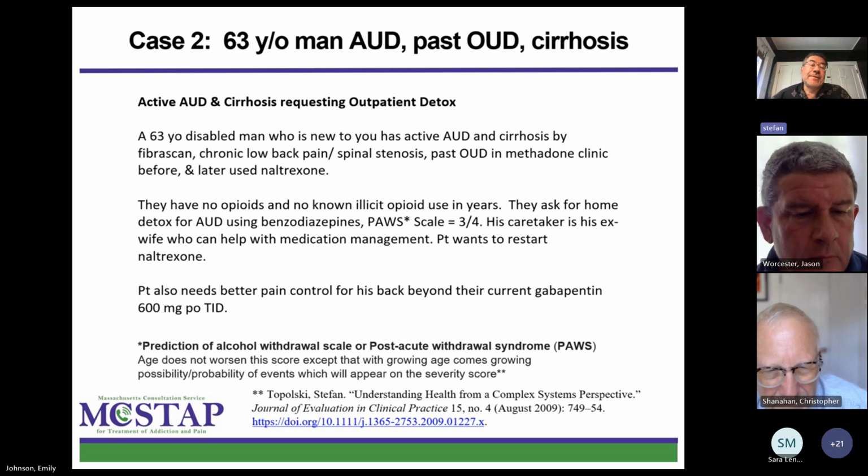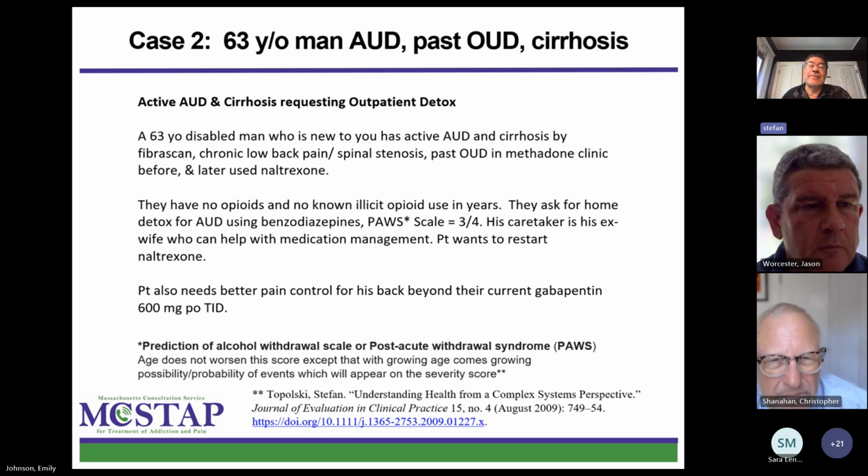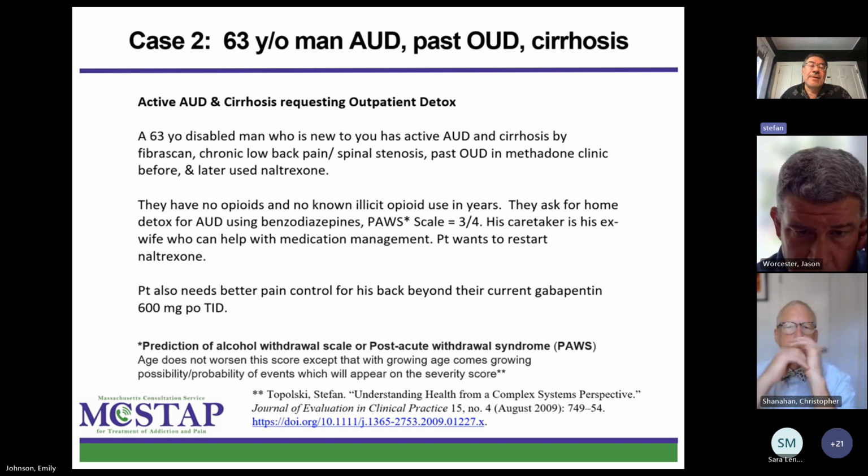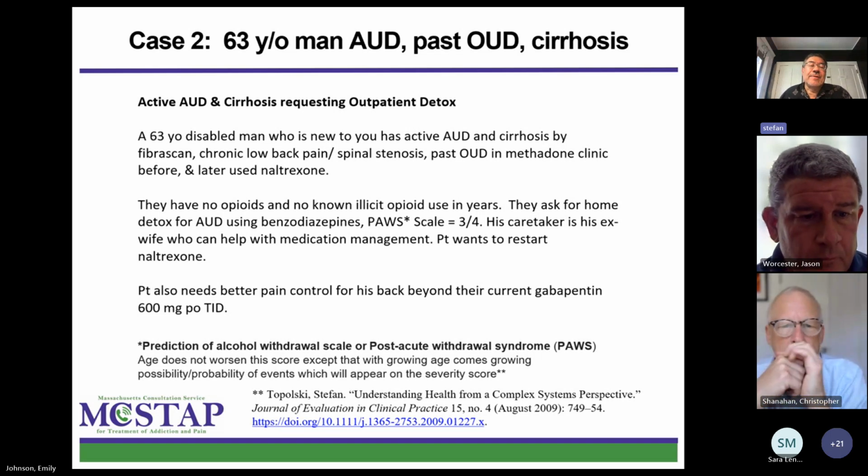Okay, they want home detox using benzodiazepines, which inpatient is reasonable, and outpatient has been done. There's no reason to prevent them from having naltrexone. Naltrexone can be given to even a healthy person, and we want more access to it. And they also want gabapentin with the benzodiazepine, both sedating medications.